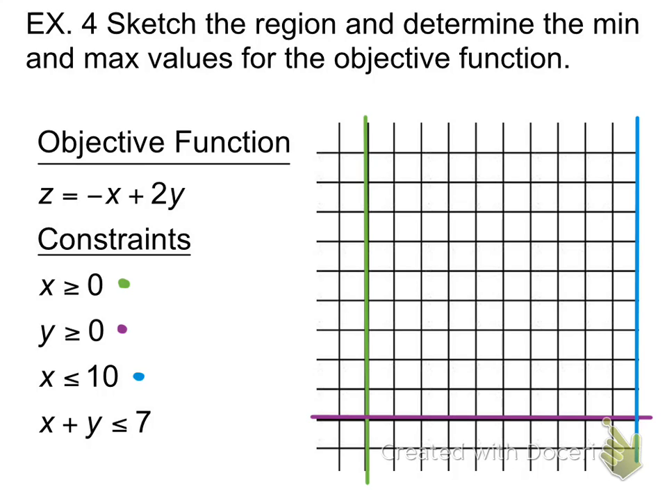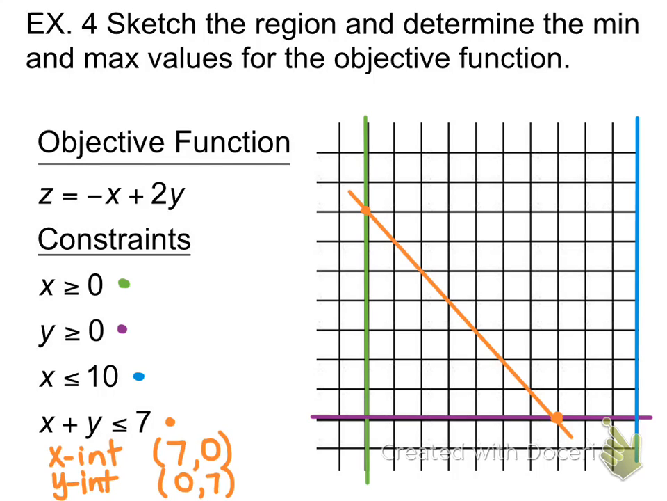So I'm going to do my x and y intercepts again. My x-intercept, if I plug in 0 for y, then I'm going to get 7 for x. For my y-intercept, if I plug in 0 for x, I'm going to get 7 for y. So then I plot those 2 points and connect the dots. Since this is less than or equal to, I would shade below. So what would wind up being quadruple shaded here is just this triangle.